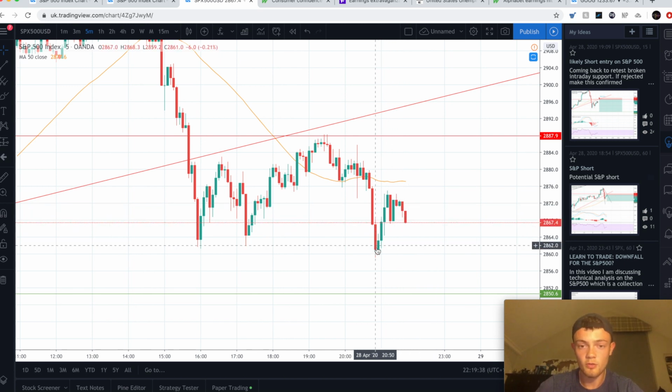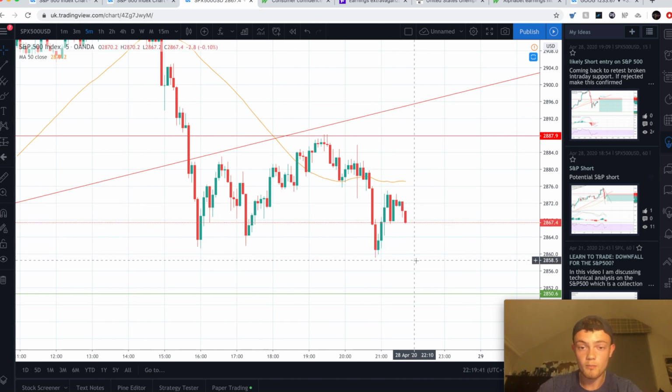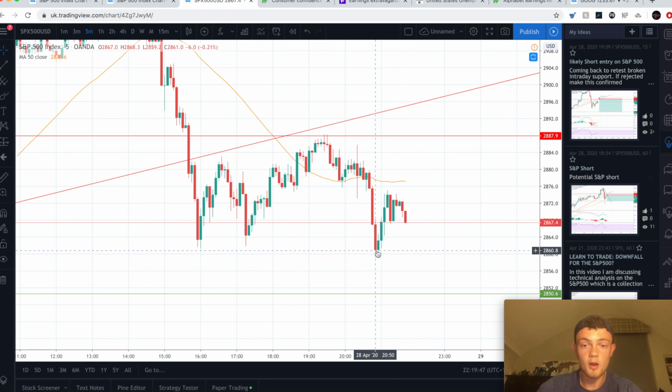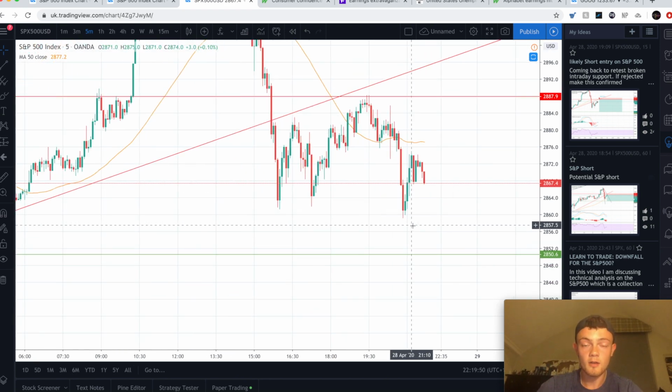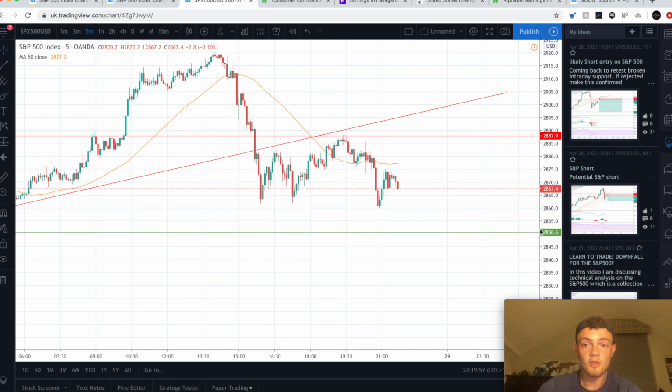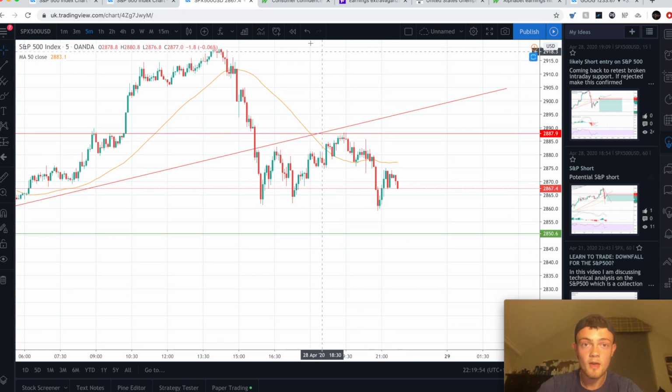We're currently in after hours from this point onwards, a lower high, sorry, lower high and a lower low here. So we are actually in a downtrend on the S&P 500 right now.